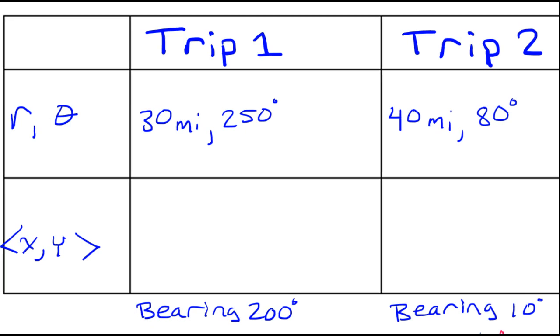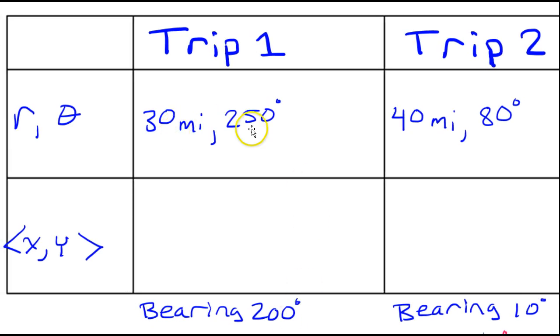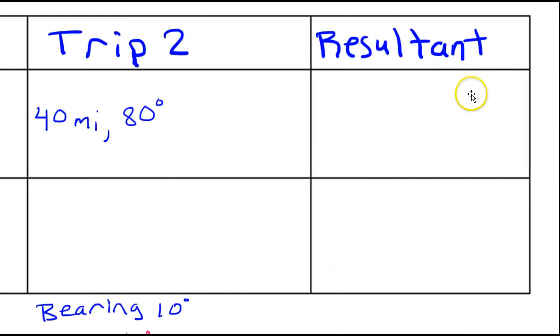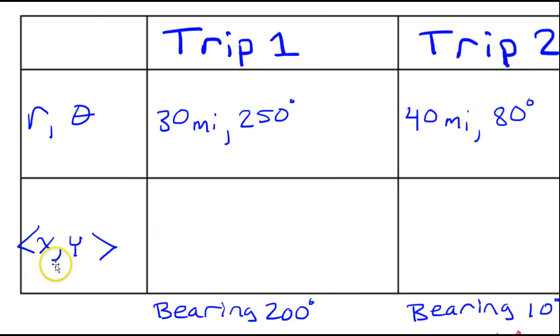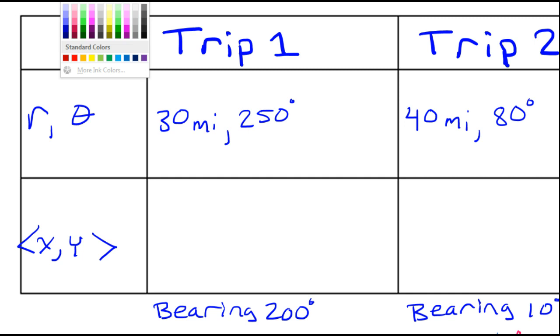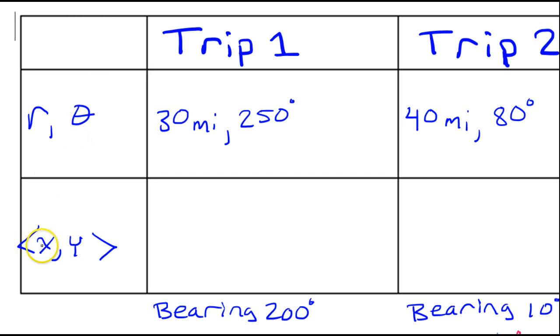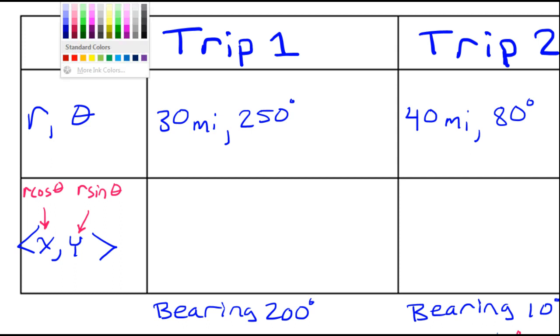Now there's no way to directly combine the magnitude and direction of these two trips to get the resultant vector for the whole trip. So what we need to do is convert them both into component form. The way you can convert from magnitude and direction to component form is if you do r cosine theta, that gives you the horizontal component. And if you do r sine theta, that will give you the vertical component. So that is what I'm going to do.